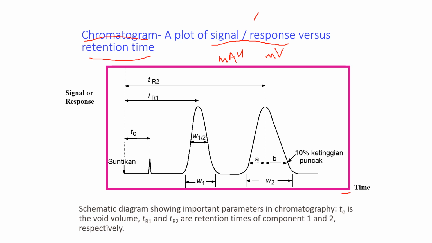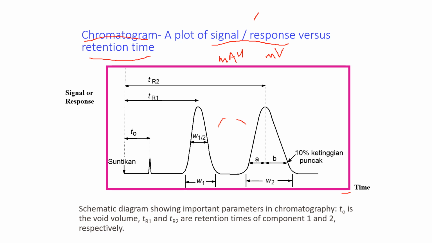If you want the x-axis to be mass to charge ratio such as in MS, you can do that, but it's a different diagram. It is not called a chromatogram, rather it is called a mass spectrum. In a chromatogram, what you can see is the peaks.